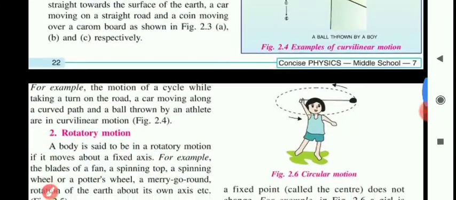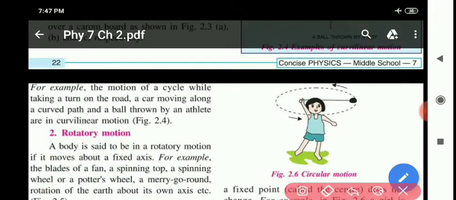Now, number 2 is rotatory motion. What is rotatory motion? Rotatory, the name itself implies rotation, and rotation is around an axis. A body is said to be in rotatory motion if it moves along a fixed axis. A body or object rotating about a fixed axis is known as rotatory motion.